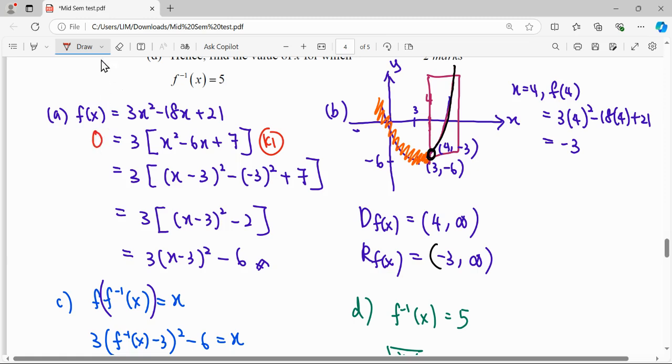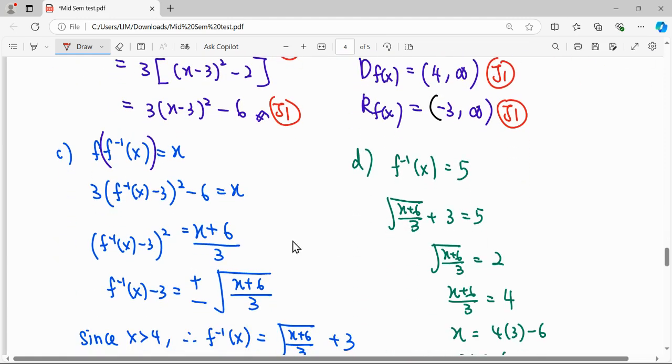If this were an equation equal to 0, you can divide by 3. But this one is an expression of a function, you can't divide by 3. So therefore, factorize your 3. Then start completing the square to get this form of the answer. Then find out your domain and range under the condition stated here.